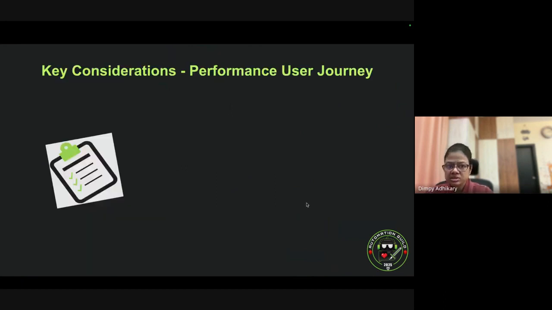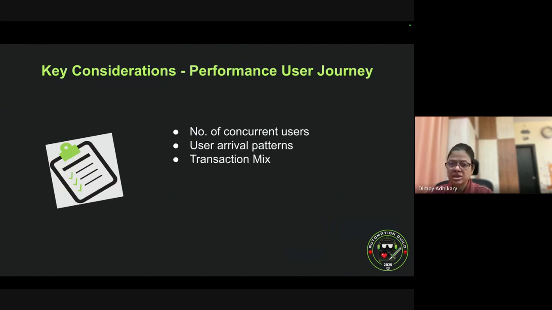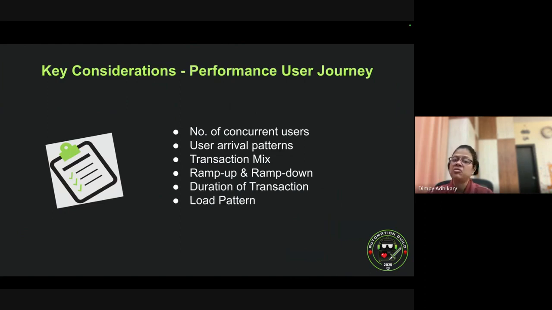So, what are the key considerations we can get from this performance user journey analysis? Number of concurrent users, user arrival patterns, the transaction mix, ramp up and ramp down, duration of transactions, and finally the various load patterns.